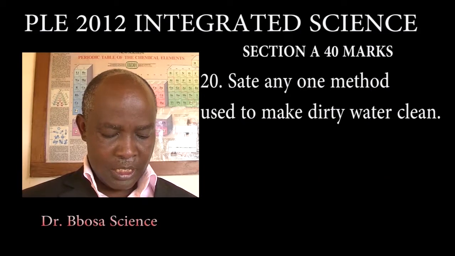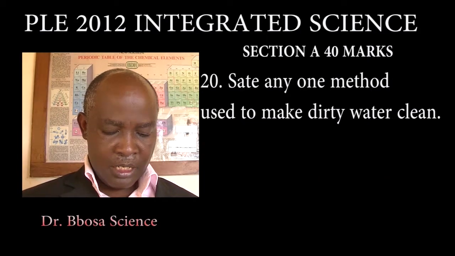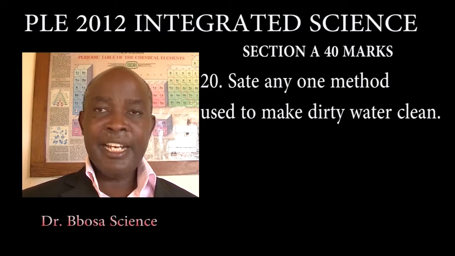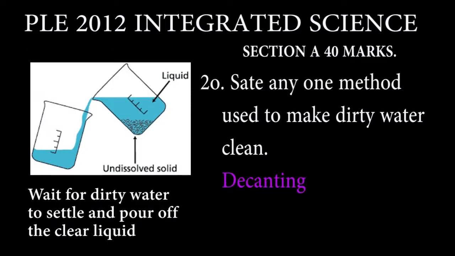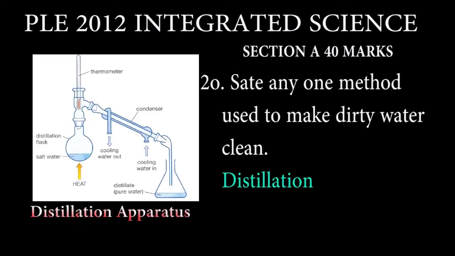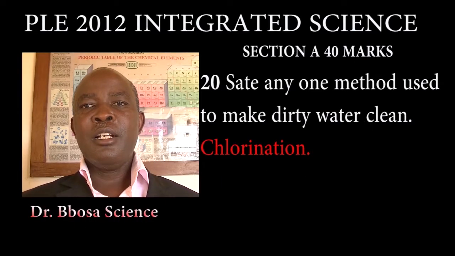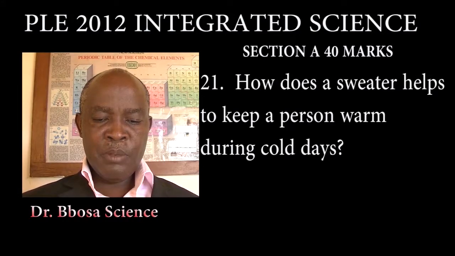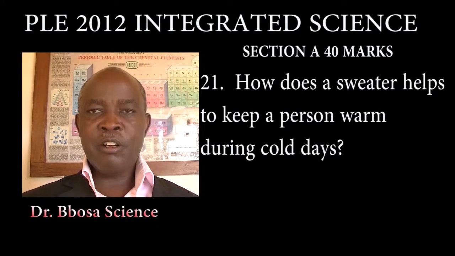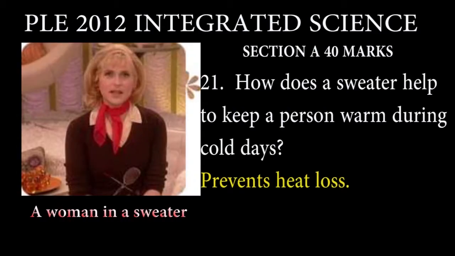Number 20. State any one method used to make dirty water clean. That water may be made clean by filtration, decanting, distillation, or by adding chlorine. Number 21. How does a sweater help to keep a person warm during cold days? The sweater prevents heat loss.